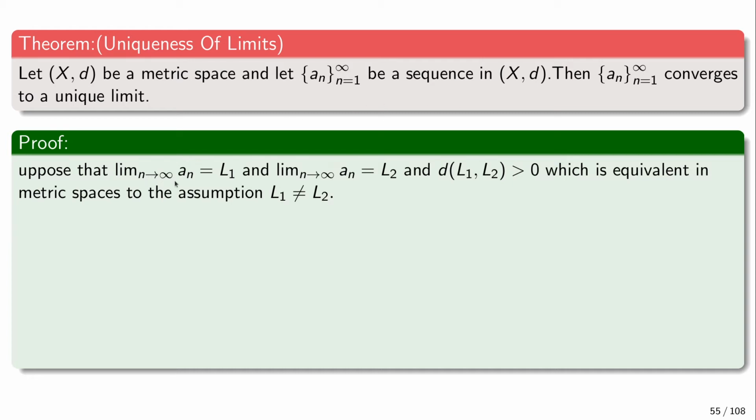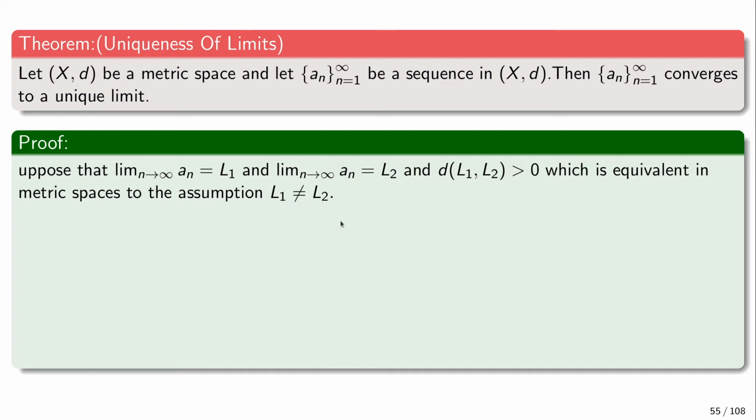Okay, so suppose that the limit of a_n is L1 and the limit of a_n is also L2, but now in a general metric space, because previously we relied on the distance of the absolute values. Suppose that we have two distinct elements, then it is equivalent to saying that the distance between them is strictly greater than 0, because in a metric space, the distance between two elements is 0 if and only if it is the same element. So assuming that those are distinct is the same as assuming that this is strictly positive.